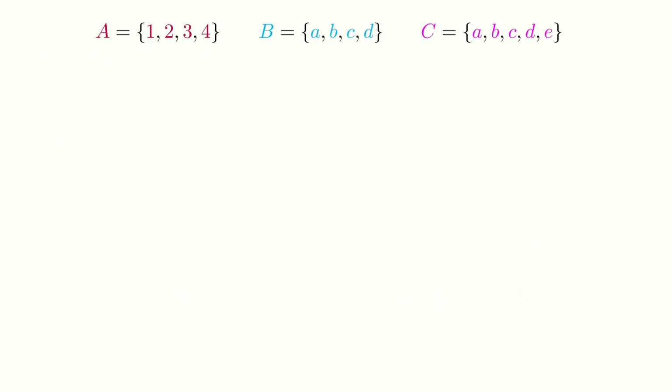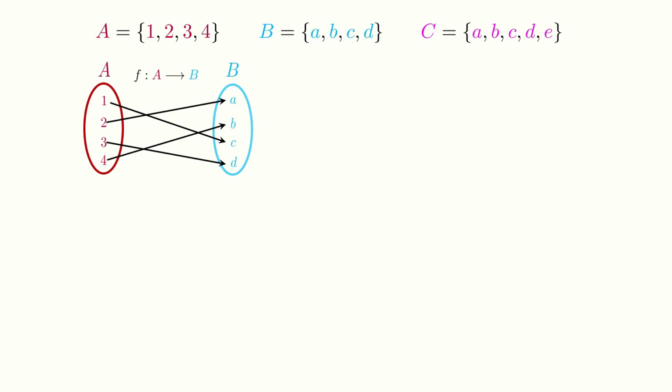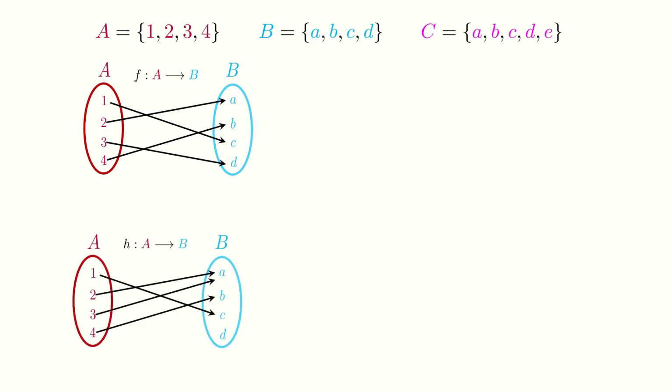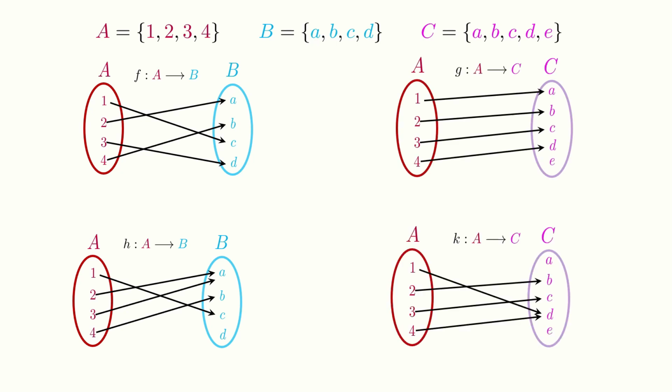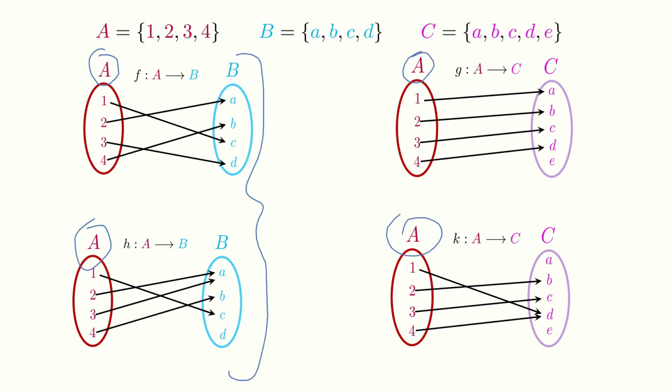Let us see another type of function. We have three sets A, B and C. We have a function f from A to B. We have another function with the same domain A and codomain B. We have two more functions from the set A to the set C. So we have four different functions f, g, h and k. The domain is the same for all the four functions. Domain is A. However, for these two functions the codomain is the set B, and for these two functions the codomain is the set C.